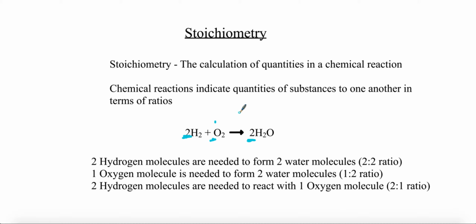Because this is just like a recipe. The recipe tells you the ingredients and how many of each ingredient you need to make however many of whatever it is you're trying to make. The coefficients are the quantities, and the ratios, called the mole ratios, are just the ratios of the coefficients of all these different substances to each other. So stoichiometry is just figuring out the quantities of the substances in relation to each other.